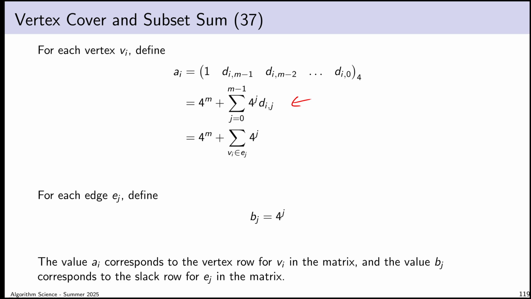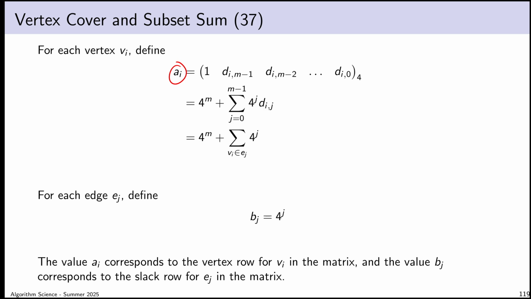Of course, any number in any base can be written out as a sum, as a combination of coefficients multiplied by powers of the base. So here is the orthodox base 4 expansion of this, or I could write it like this, because the variable Dij is just 1 or 0. Really what I'm saying is add in the power of 4 if there is a 1 in that position, and that just means if Vi is incident to that edge. Okay, so that's Ai.